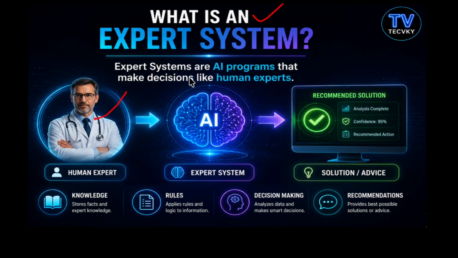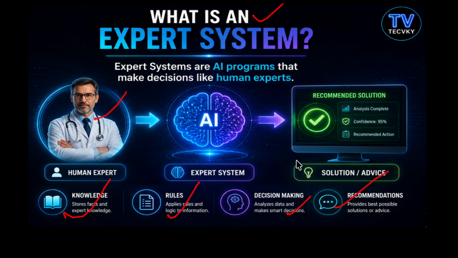The doctor asks questions, analyzes your symptoms, applies medical knowledge, and then suggests a diagnosis. An expert system works in a similar way. Instead of learning from large amounts of data like machine learning systems, expert systems rely on stored knowledge and predefined logic rules, which are created by human experts. When a user provides information, the system compares it against its knowledge base and applies logical reasoning to reach a conclusion or recommendations.